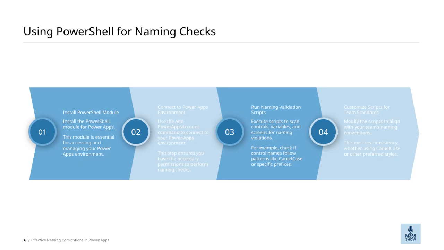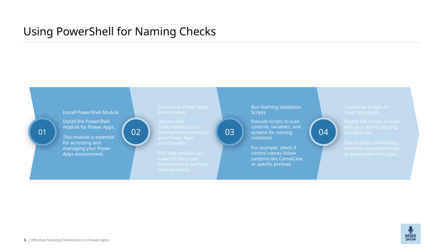Now, let's talk about using PowerShell for naming checks in Power Apps. First, you'll need to install the PowerShell module for Power Apps. This is a crucial step because it gives you access to your environment and allows you to manage it effectively. Once you have the module installed, the next step is to connect to your Power Apps environment using the Add-PowerAppsAccount command. This connection is important because it ensures you have the right permissions to perform your naming checks.